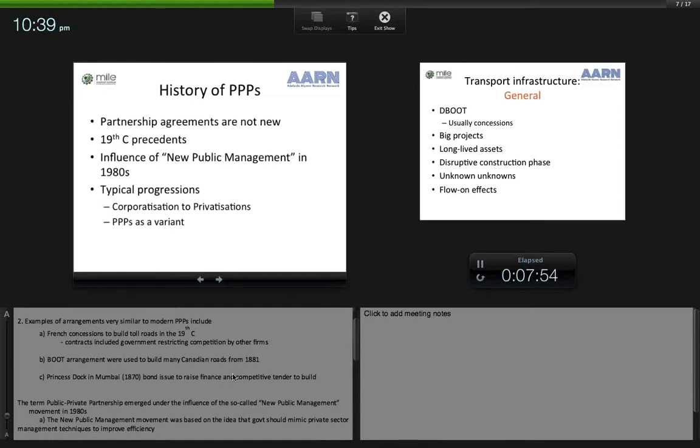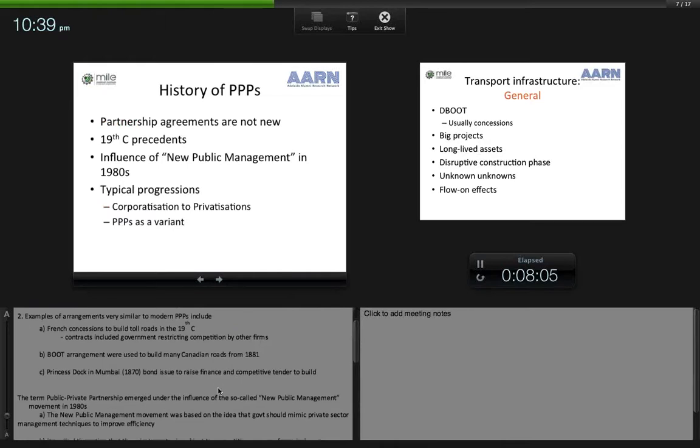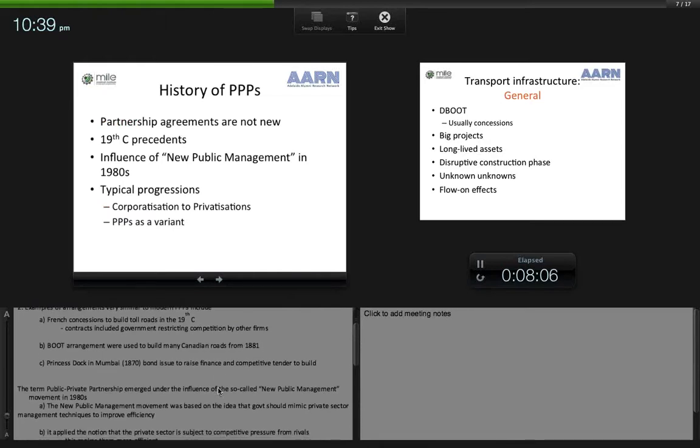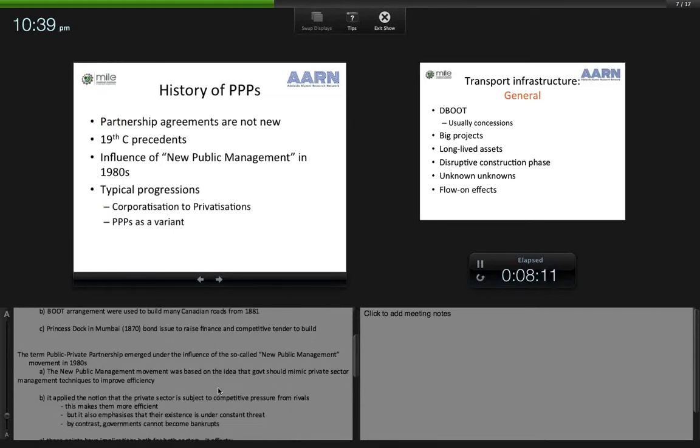And we have a very early example in colonial India of the Princess Dock in Mumbai, which was built using British finance under a bond issue and a competitive tender to find local companies to deliver the construction. So we can see that PPP arrangements as such are not new, but the term PPP, or public-private partnership, emerged under the influence of the so-called New Public Management movement in the 1980s.